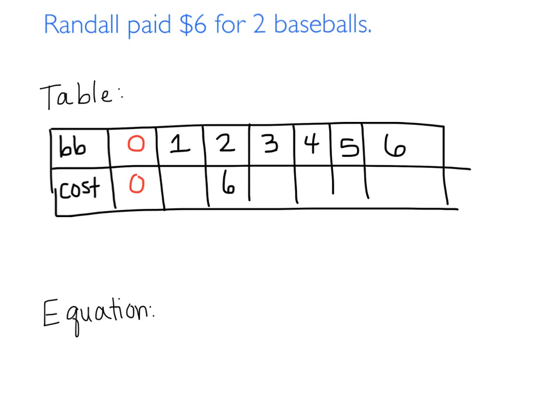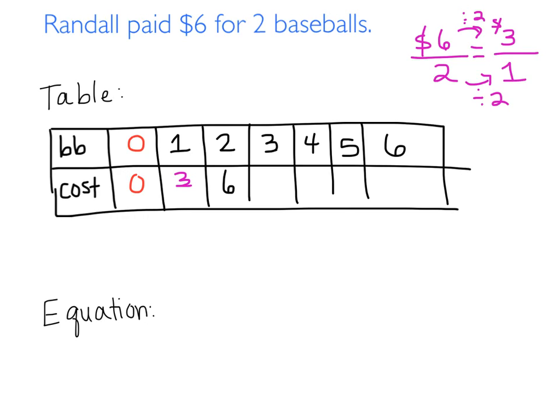Let's think about this as a unit rate. I know I paid $6 for 2 baseballs. I don't want to know for 2 baseballs, I want to know how much it is for just 1 baseball. To get from 2 to 1, it's divided by 2. So 6 divided by 2 gives me 3. I just found the unit rate. It costs $3 for 1 baseball, so I can fill that in now.